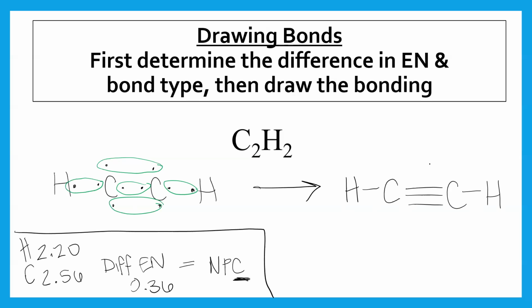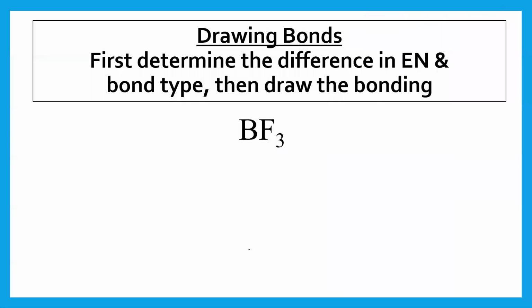But once again, you first had to use the electronegativity chart to find the values, subtract to find the difference, and use that difference to figure out what type of bond it is. For right now, we're just concerned with covalent. It doesn't matter if it's polar or nonpolar. All right, let's try one more. So once again, determine the difference in electronegativity and the bond type, then draw the correct bond.